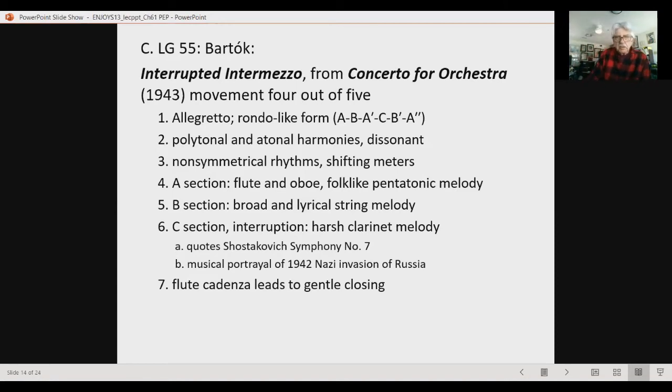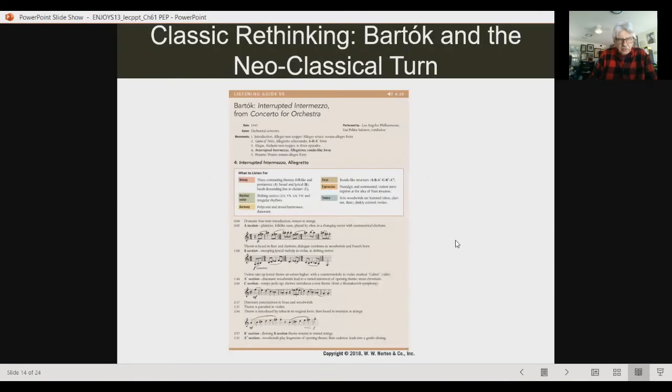So, does that make the whole piece of music program music? I don't necessarily think so. But anyway, it says it's a musical portrayal of the 1942 Nazi invasion of Russia. I think that's a stretch. But does it have these folk-like things in it? Yes. Okay, let's listen to the fourth movement.